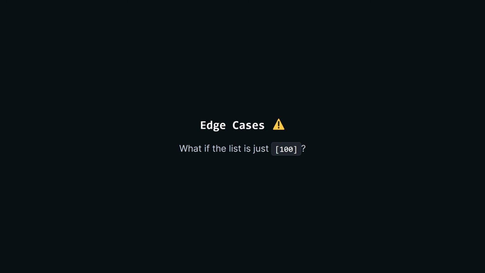Let's quickly talk about edge cases. What if the input list only has a single number, and it's a huge number like 100? Because of the very first rule of the problem, the first element must be a 1. So that 100 gets squashed down to a 1 immediately, making the answer just 1. Both of our solutions handle this perfectly, without crashing.